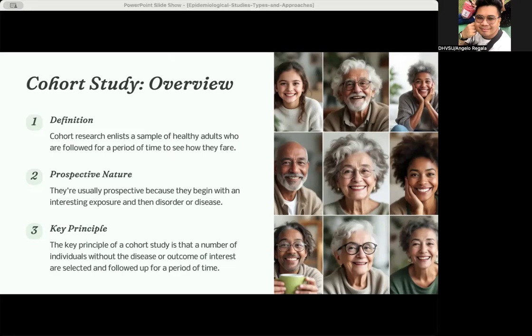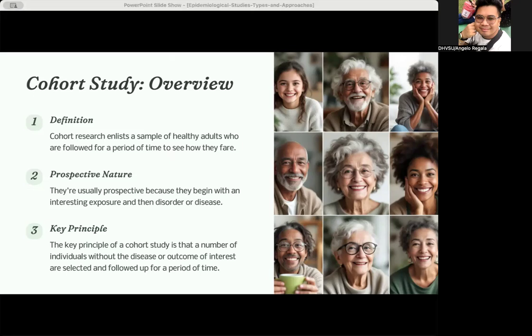The key principle of a cohort study is that a number of people without the disease or outcome of interest are selected to be followed up over a period of time. Some of them may be exposed and some are unexposed. By the end of the study period, some individuals will develop the disease or outcome of interest, whether exposed or unexposed. So this type of observational study can help us know cause and effect.